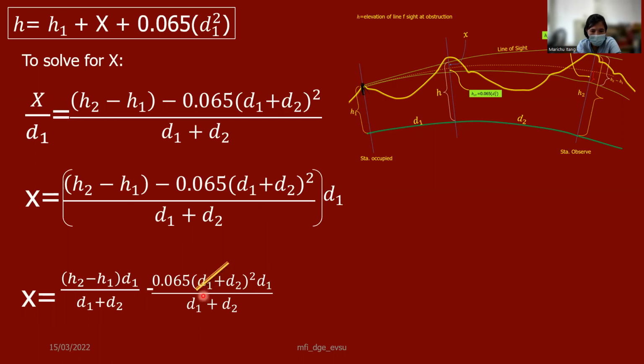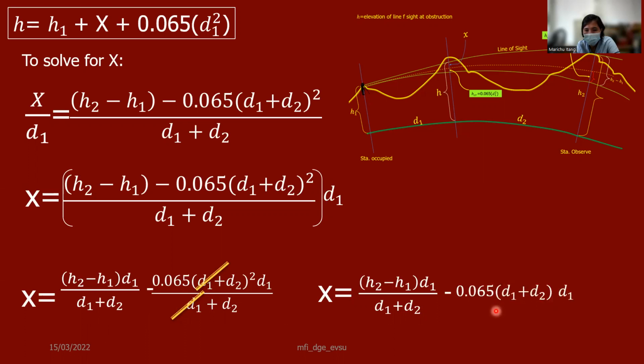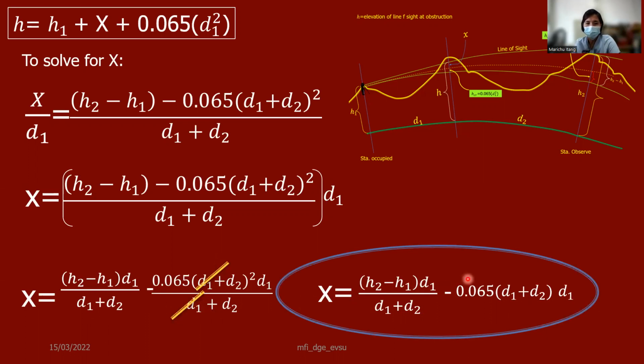So, pwede natin i-cancel out yung d1 and d2. The remaining will be isang d1 and d2 na. So, wala nitong squared. So, this will now become x equals h1 minus h2 minus h1 d1 over d1 plus d2 minus 0.065 d1 plus d2 times d1 over, sa ating, wala na tayong over since we cancel out this one. So this is now the value of our x.